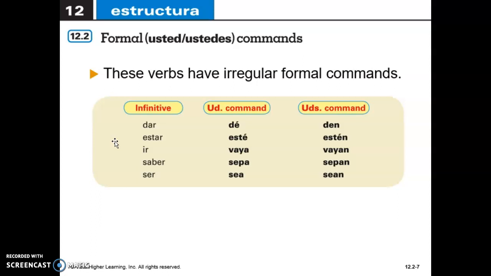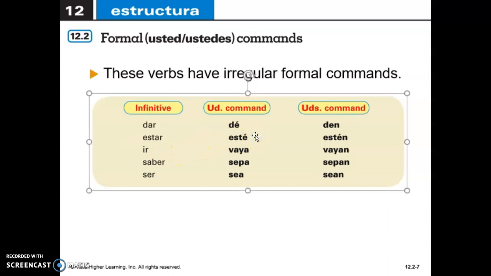For example, I want to tell you to be calm, okay? Which would be, in infinitive, estar tranquilo, to be calm. And I'm giving you the command: please, be calm, everything is going to be fine. Esté tranquilo. If I'm talking to two people or more, estén tranquilos. Please be calm. Everything is going to be okay.